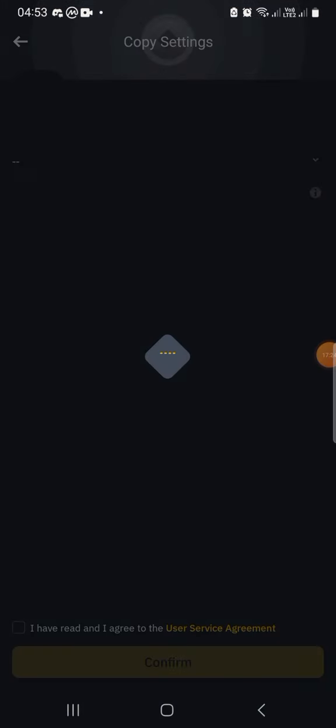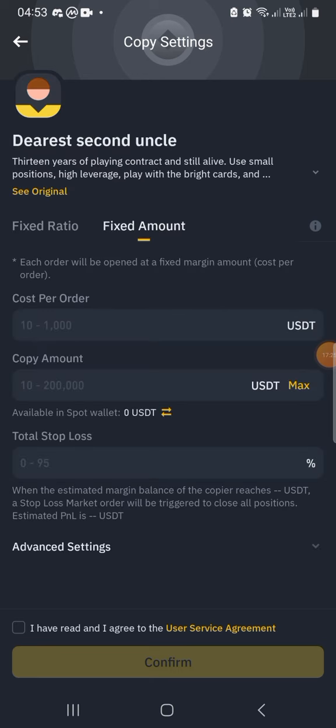And when you go to copy here, we have two basic copying settings. The first is a fixed amount. The fixed amount basically means that each order that you open will have a fixed amount that you are going to use. So for example, I will say that every trade that the second uncle opens, right?